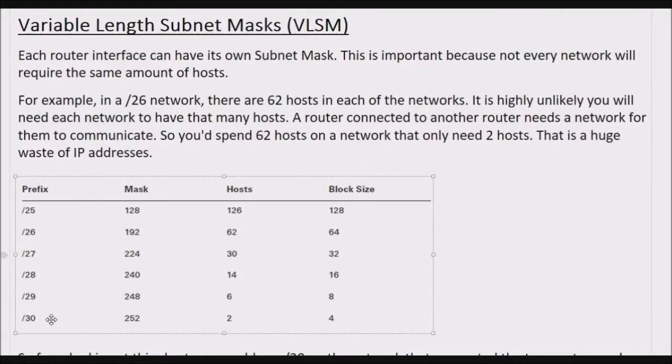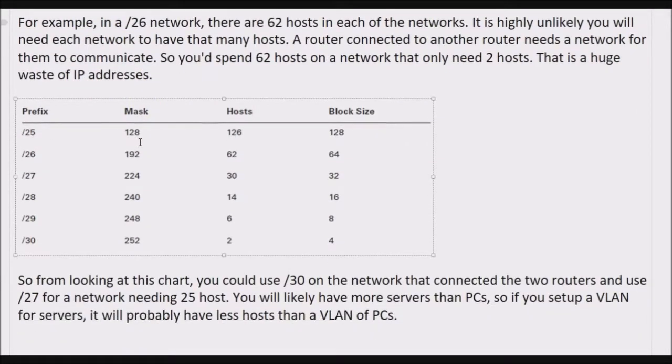For example, a router connected to another router needs a network for these to communicate. So you would spend 62 hosts on a network that only really needs 2, and it's a huge waste of IP addresses. On a /26 network, you're going to have 4 subnets of 62 hosts. So it's unlikely that you're going to need 64 hosts.